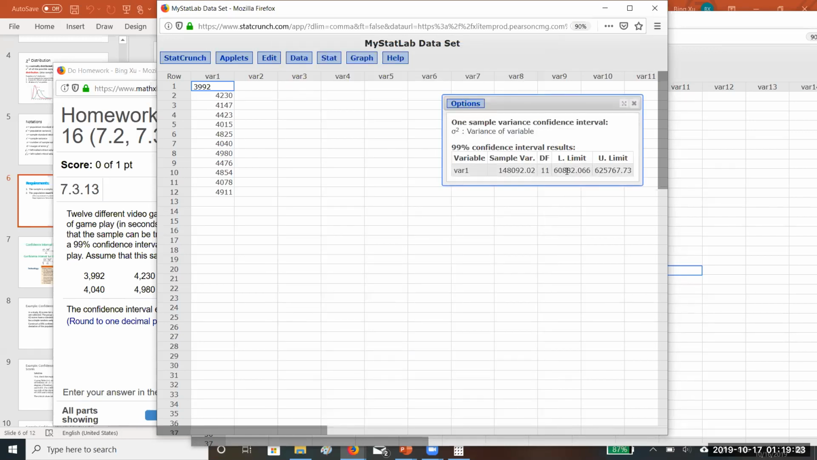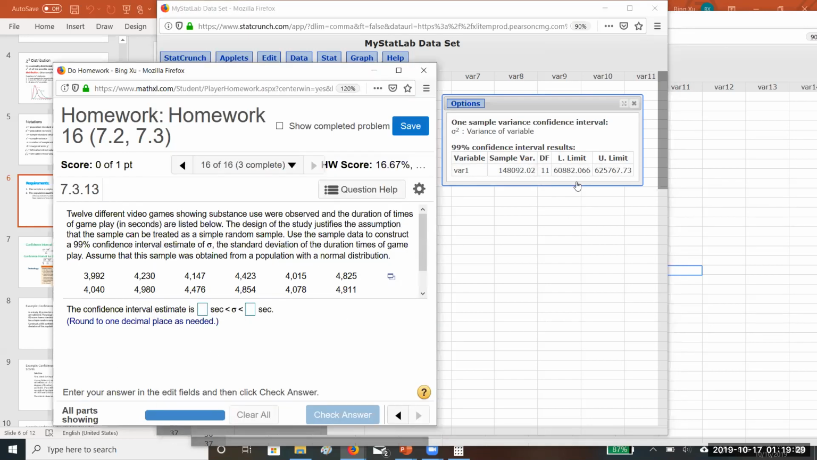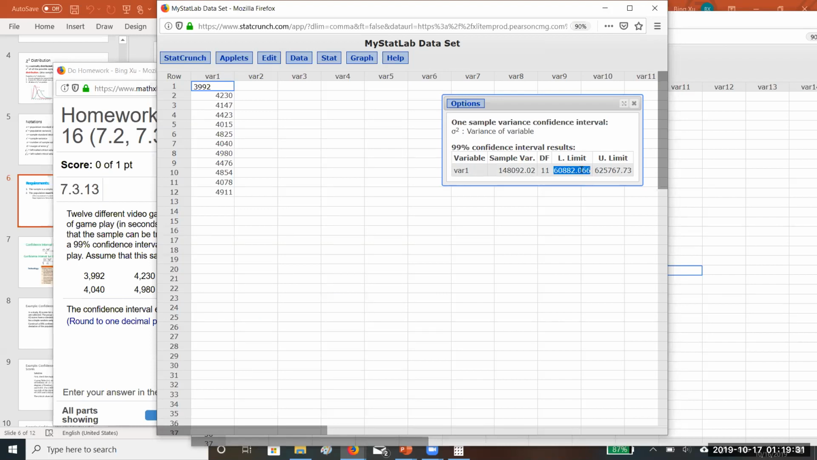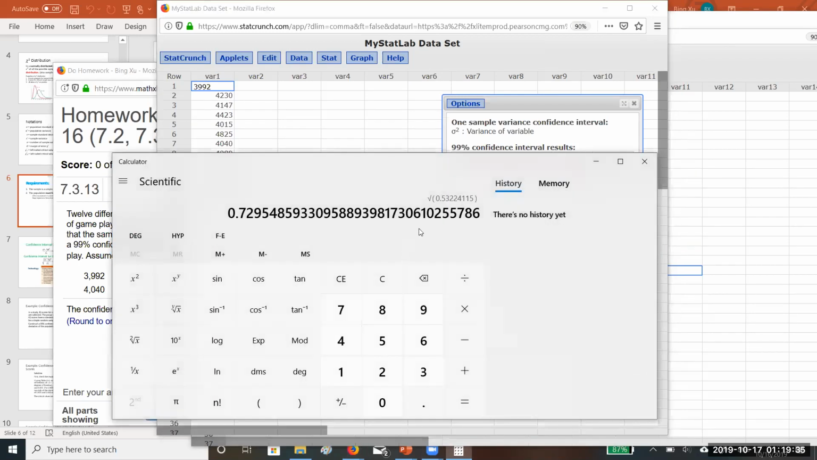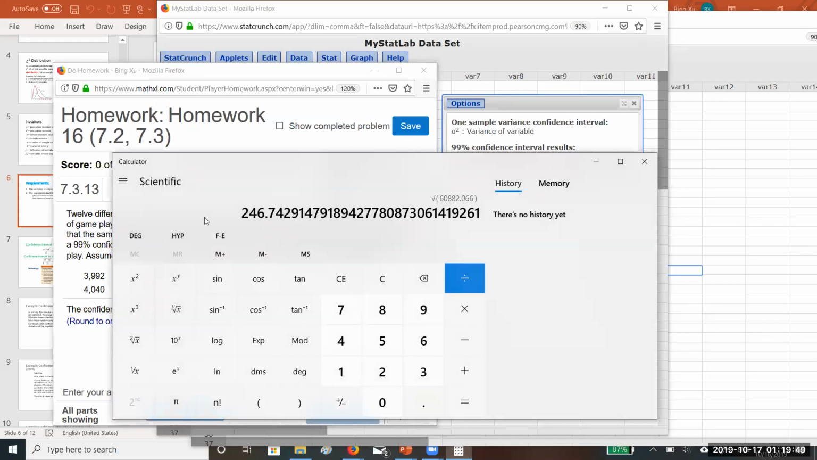But what you're given is the variance. You want to find the standard deviation. So you have to take the square root of the lower and the upper. Take the square root of them. So, clear this. Paste this and square root. That's the lower. So 246.7.